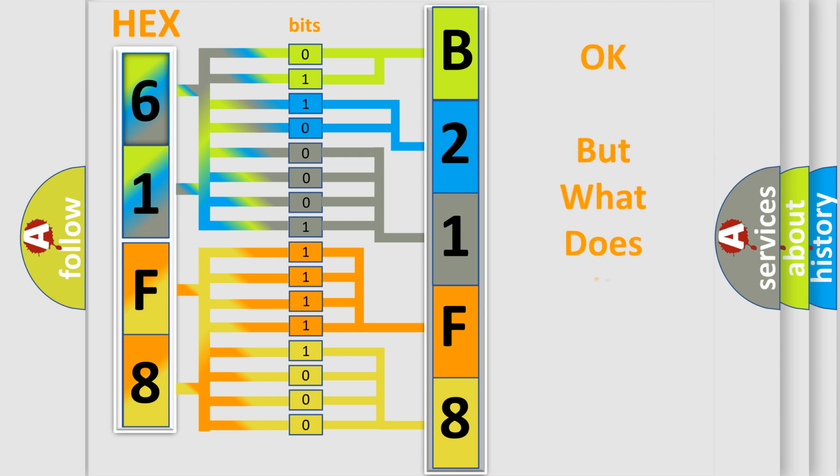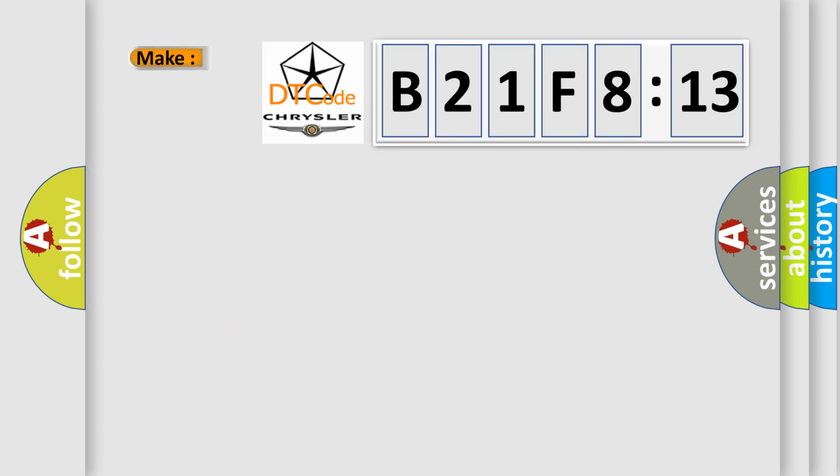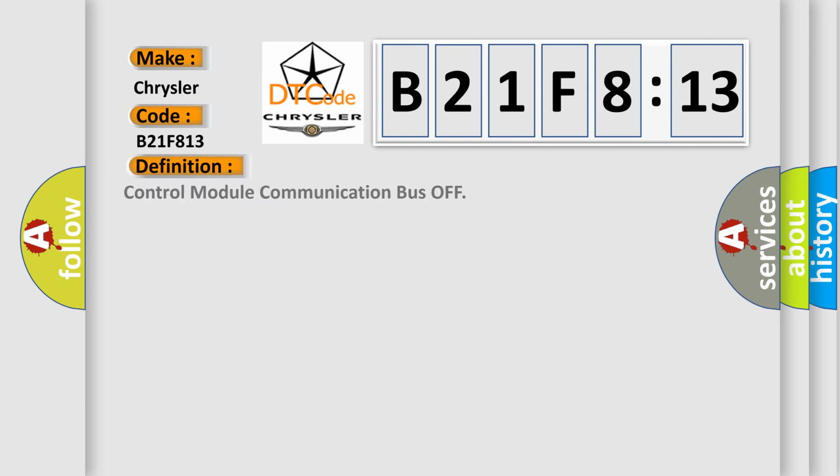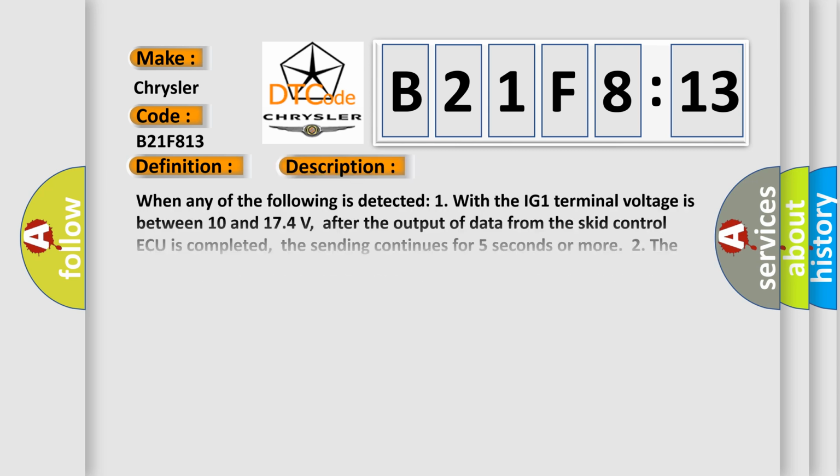The number itself does not make sense to us if we cannot assign information to what it actually expresses. So, what does the Diagnostic Trouble Code B21F8-13 interpret specifically for Chrysler car manufacturers? The basic definition is Control Module Communication Bus Off. And now this is a short description of this DTC code.